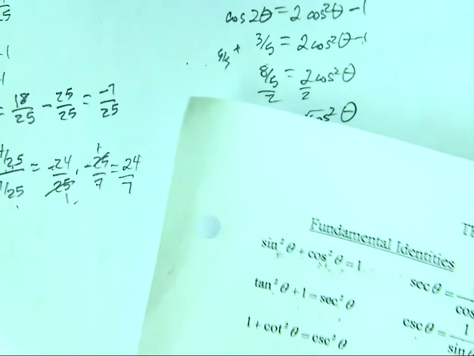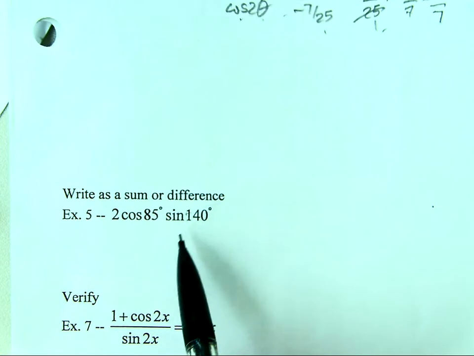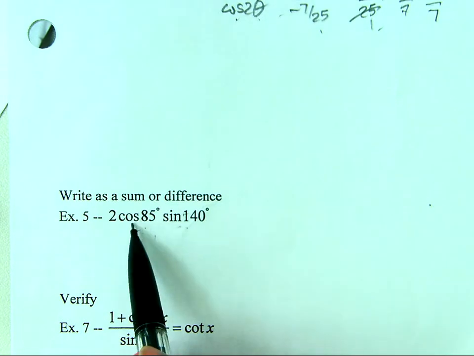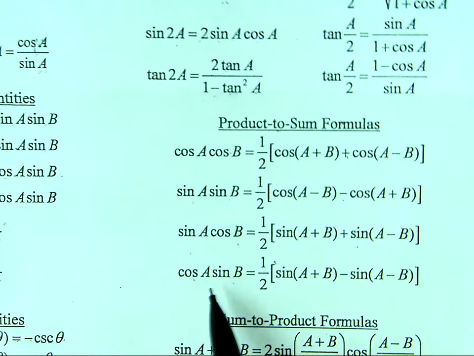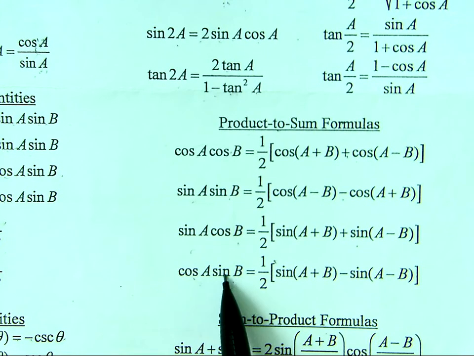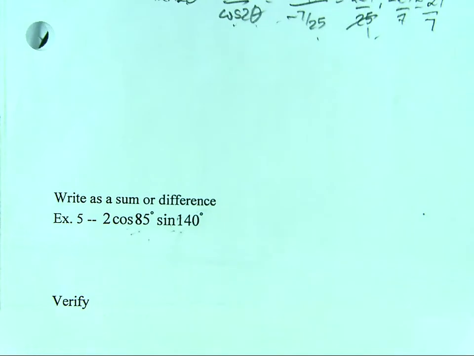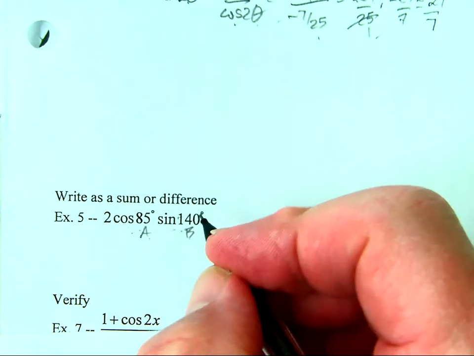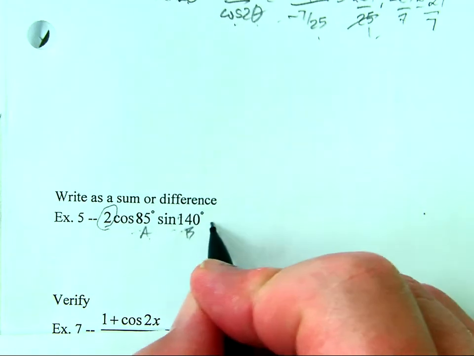Like if we look at this first example, it says write this as a sum or difference. Well, notice right now it's a product of two things. We want to write it as a sum, so we look it up. Notice it says cosine times sine, so we look up the one that says cosine times sine. This very bottom one says cosine A sine B. So that's the identity we're going to use. A is 85, B is 140, sorry. Now notice there's a 2 out front that's extra, so we're going to start with that. So we're going to have a 2.